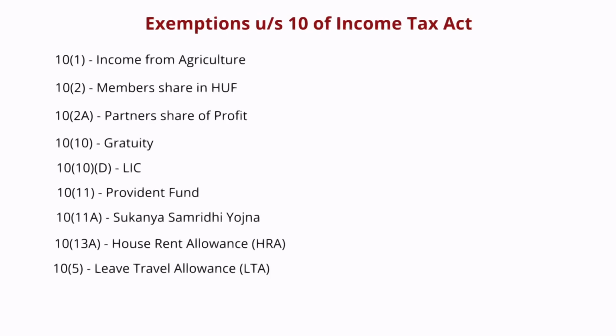Gratuity, pension, provident fund are also fully or partially exempt from tax. Schemes like Sukanya Samriddhi Yojana and LIC have their returns marked as tax free.